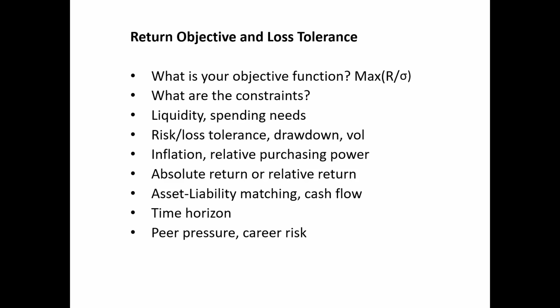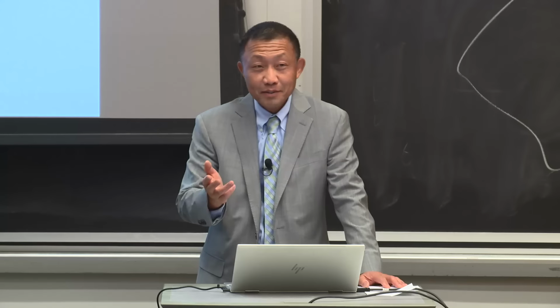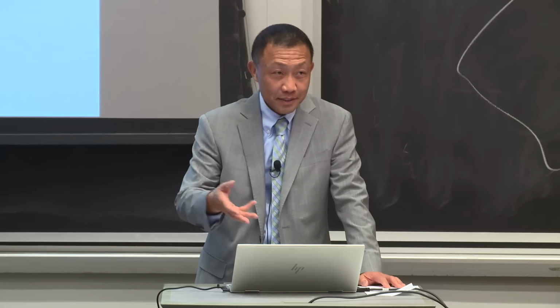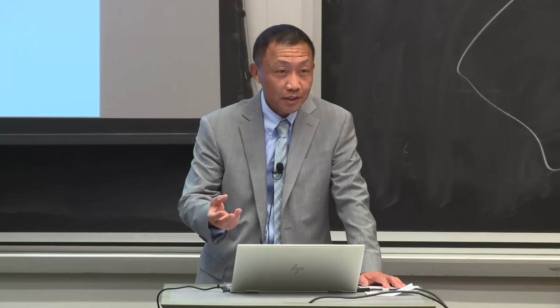So coming back to the return objective and loss tolerance, we should think about it when you write down your portfolio, right? You try to maximize your return for sure. Does anyone here disagree that you should maximize your return? Probably not, right? At the same time, you should minimize your risk, in this case, minimize your uncertainty. So you want to maximize the ratio of return over volatility. That's one of the objectives.